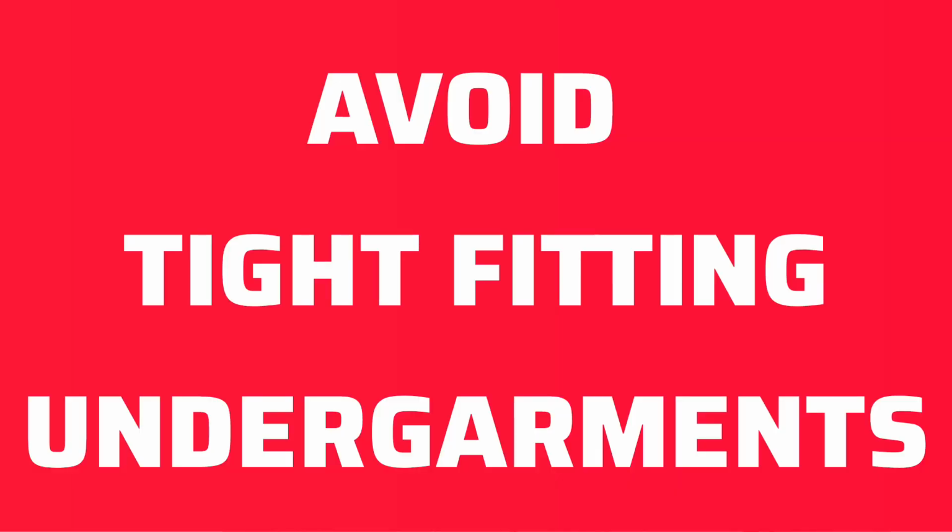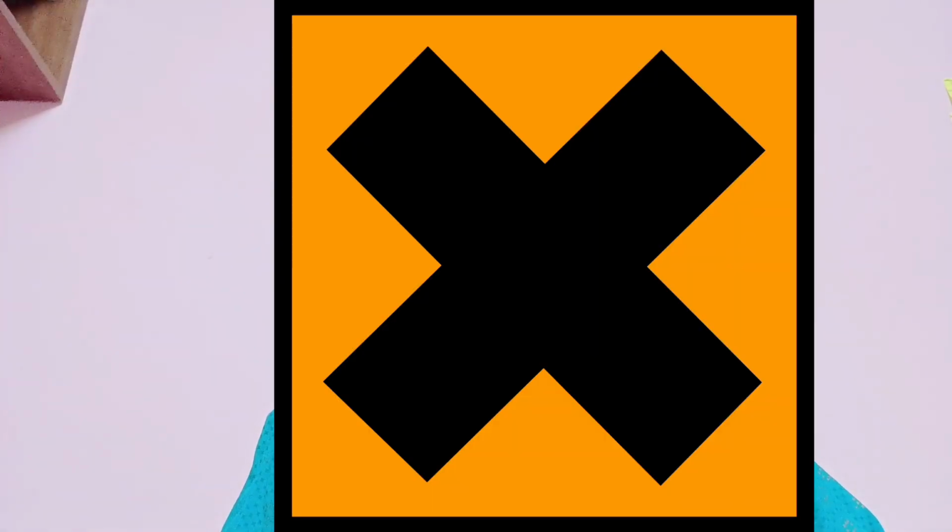Fourth one is urinate after sexual activity, because it will help to flush out the bacteria if in case the bacteria has entered during the sexual activity. Fifth one is avoid tight fitting undergarments, because tight fitting undergarments will trap moisture, which is a very good environment for bacterial growth. Sixth one is avoid using any kind of irritant in that area.